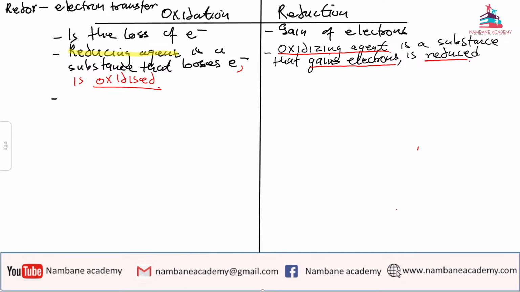So this says to me there is another way that one can say oxidation is an increase in oxidation number. This will be understood better when we have a substance, but we are going to have an increase in oxidation number.